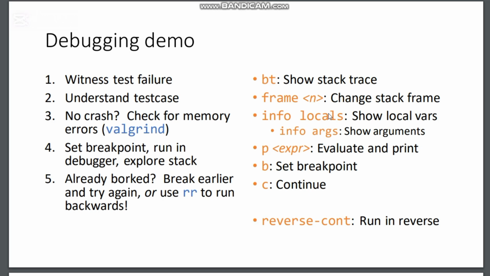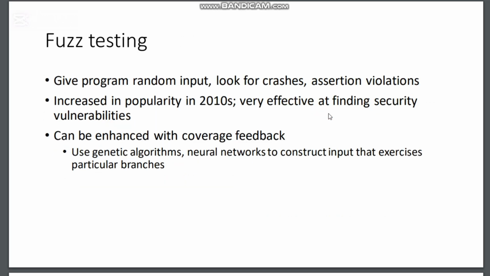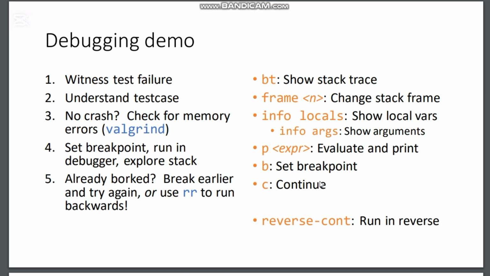To dig deeper, you can set breakpoints in the debugger to pause the program at specific points and explore the code stack to see how the program reached that state. If the issue already exists at this point, set an earlier breakpoint and repeat the process. You can also use tools like RR to reverse the program's execution and trace back the problem. Okay, let's see this example.